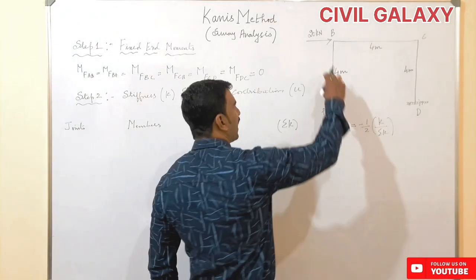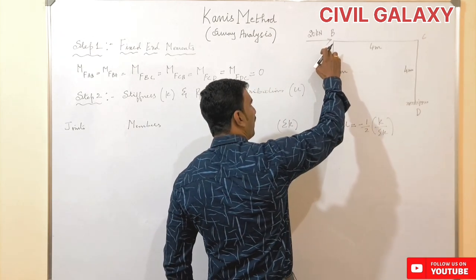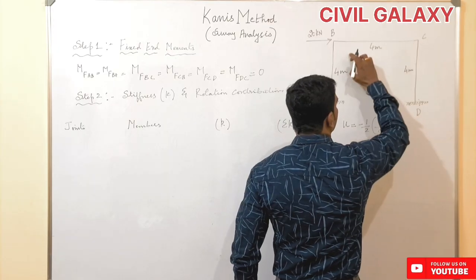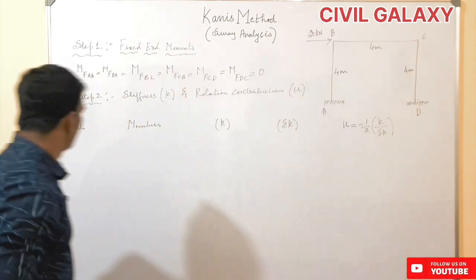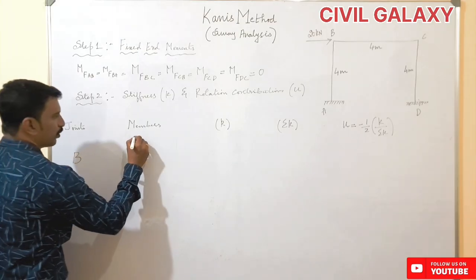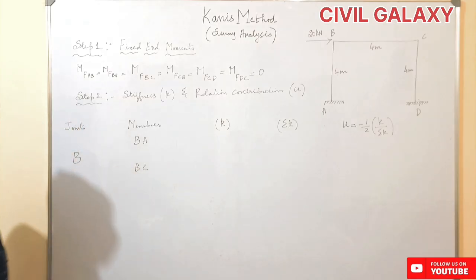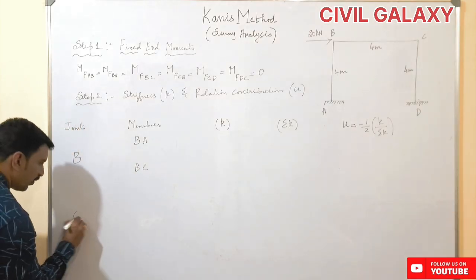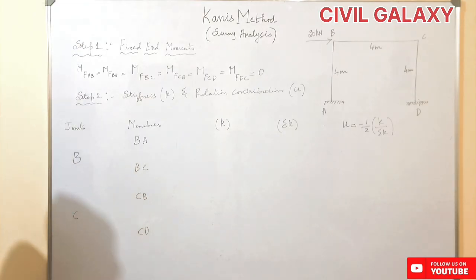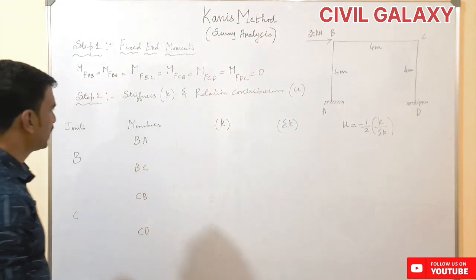So if we see over here, we are having two joints, B and C, and for joint B we are having two members, B to A and B to C, and from C we are having two members, C to B and C to D. Say this is joint B. So we are having two members, B to A as well as B to C. If we take the joint C, we are having two members, C to B as well as C to D.